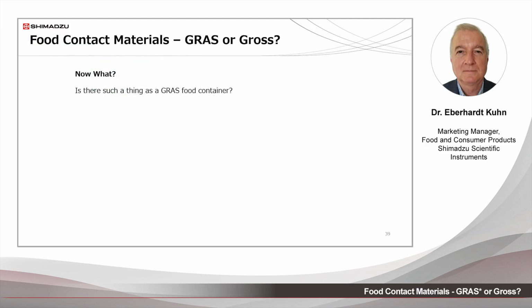So where does that leave us? Is there such a thing as a GRAS food container? I recently hosted a networking session on food contact materials, and the consensus opinion by some of the industry experts present was that glass was in fact the most GRAS food container. It can be cleaned more readily, but also just inherently glass is one of the purest substances when it comes to being a food container.